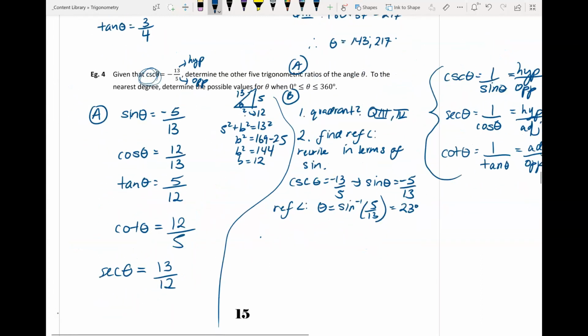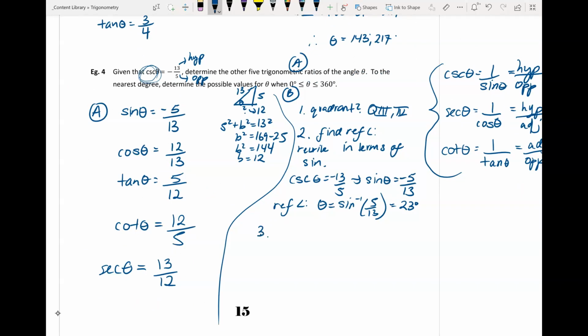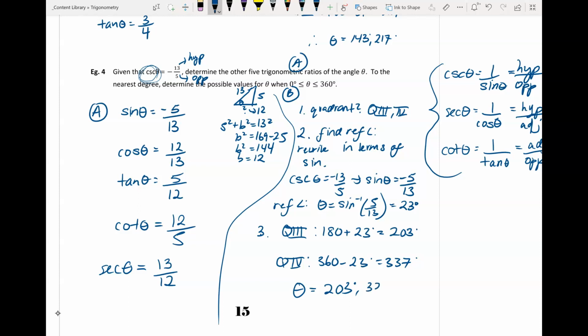So now that we have the reference angle, we can find the two angles, one in quadrant 3 and the other one in quadrant 4. So an angle in quadrant 3 is going to be 180 plus the reference angle, which is 203, and then to find an angle in quadrant 4, it would be 360 minus our reference angle, which is 337. So then our final answer is 203 degrees and 337 degrees.